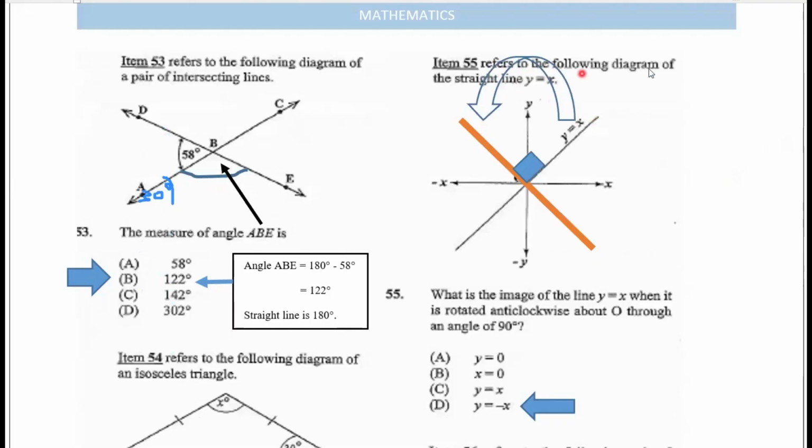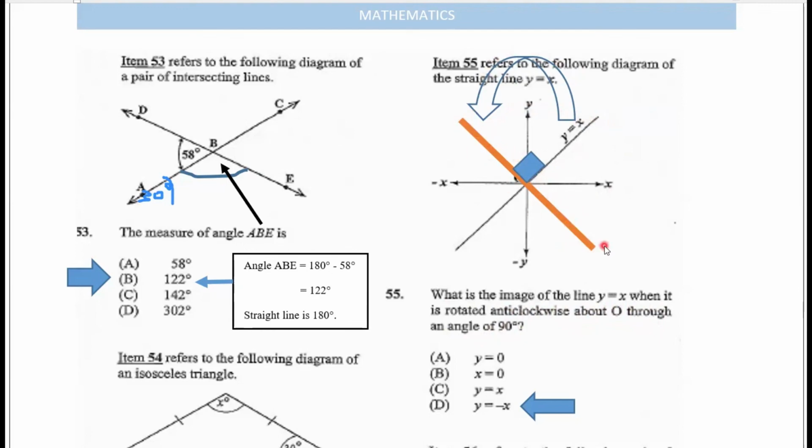Item 55 refers to the following diagram of the straight line y equals x. What is the image of the line y equals x when it is rotated anti-clockwise about the origin O through an angle of 90 degrees? So what I did, I decided to do it for you all. You rotate this line 90 degrees anti-clockwise, which is this way, and you'll get this line here.